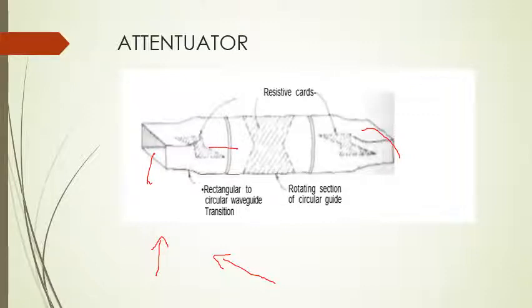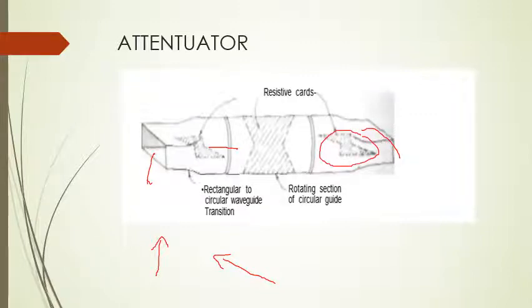By the time it comes to this circular waveguide, it will be in a rotating phase. As a result, however much attenuation the application demands, by that much amount the circular transition will take place, meaning the circular waveguide will be allowed to move. Hence, that part which is parallel to the resistive card will be absorbed and the remaining part will be allowed to pass through.